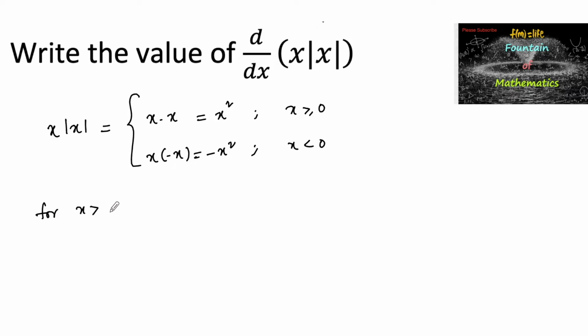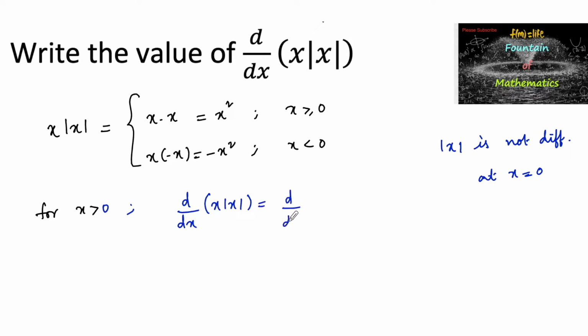For x greater than or equal to 0, we know that mod x is not differentiable at x equal to 0, so let us consider only x greater than 0. For x greater than 0, we have d by dx of x mod x equal to d by dx of x square, which is equal to 2x, since differentiation of x power n is n into x to the power of n minus 1. So differentiation of x square will be 2 into x power 1.